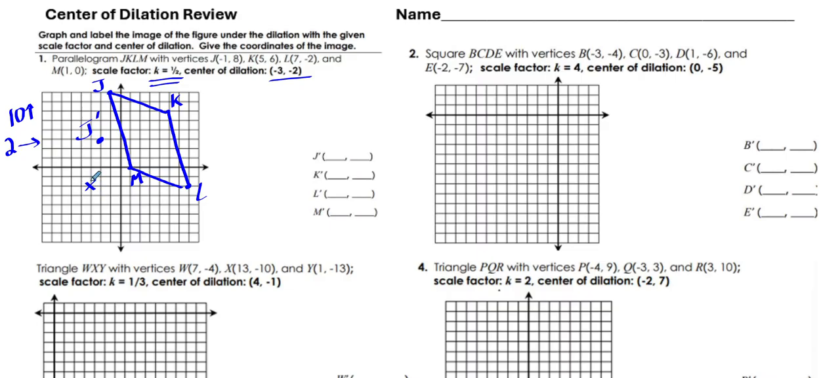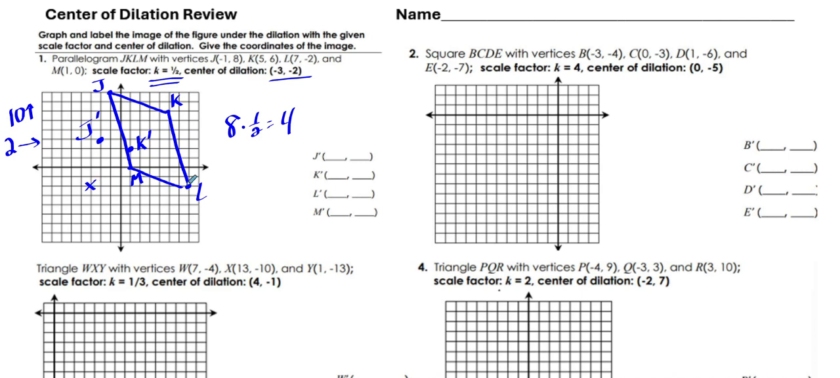All right, for K, 1, 2, 3, 4, 5, 6, 7, 8 up. 1, 2, 3, 4, 5, 6, 7, 8 over. 8 times 1/2 equals 4. So instead of being 8 up and 8 over, it's going to be 4 up and 4 over. That's the new spot for K.